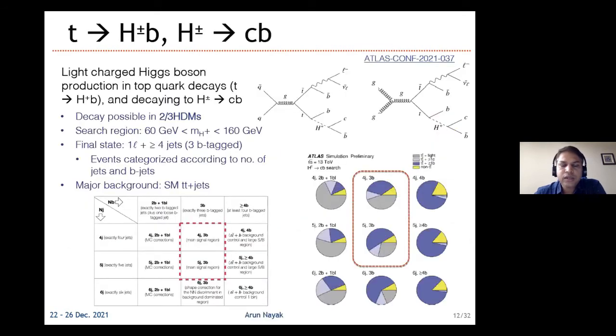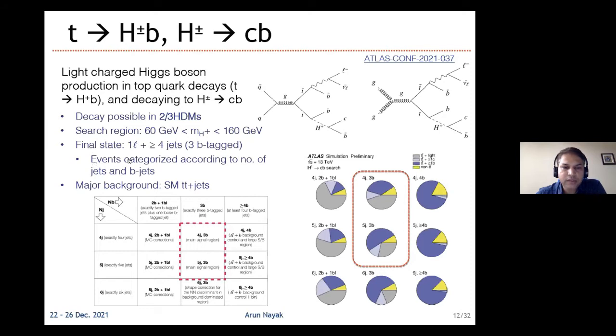Okay. Now next, going to a few more analyses for the low mass charged Higgs. So one is the charged Higgs decaying to cb. These light charged Higgs can be produced in the decay of top quarks, and such decays are allowed in some models like 2 Higgs doublet models and 3 Higgs doublet models, for example, where the charged Higgs decays to a c quark and a b quark. So this analysis searches for the Higgs boson within 60 GeV to 160 GeV for the final state, which is 1 lepton plus 4 jets, and 3 of them are b-tagged.